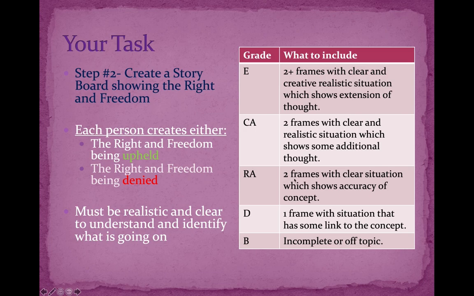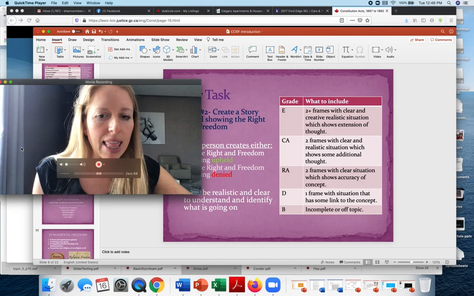And an RA, again, would have probably 2 frames with a clear situation which shows accuracy of the concept. So it would be really clear to understand what the right or freedom is, either being denied or upheld. It doesn't matter for any of these whether you're doing upheld or denied. And then a D is you have 1 frame with a situation that has some link to the concept. So it's a little bit difficult for us to clearly understand. Only some link, that's why it's not fully at what's being expected. And then a B is either incomplete or off topic. Okay, so that is that.